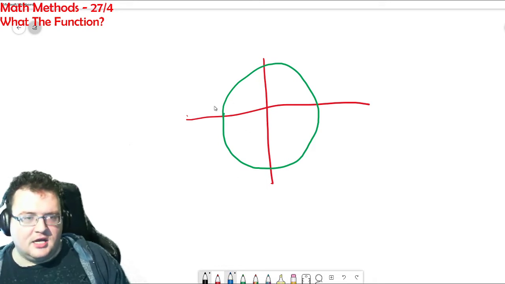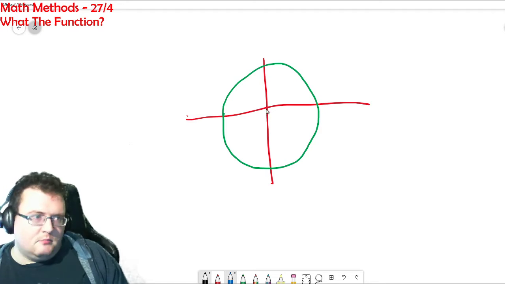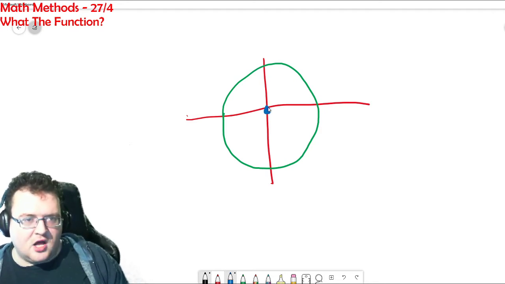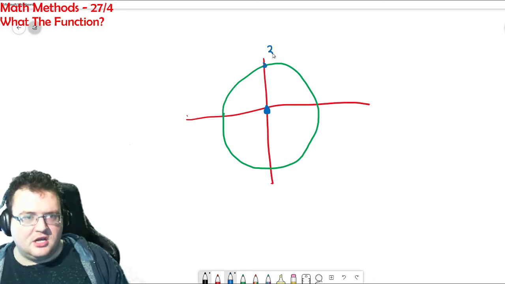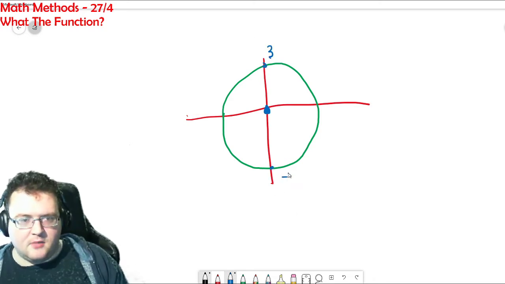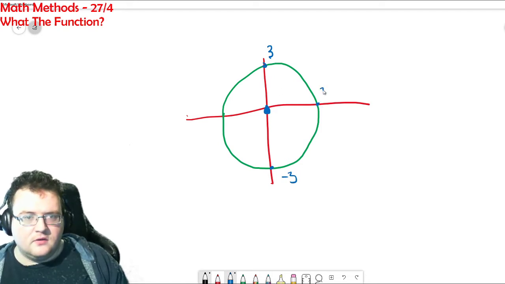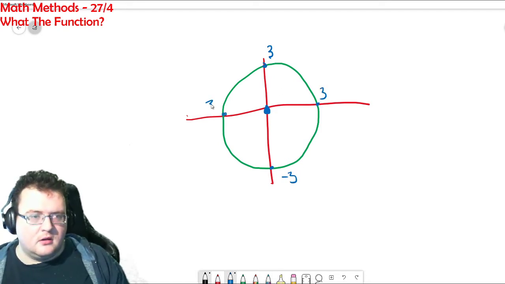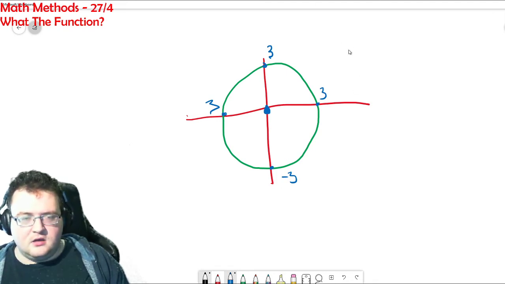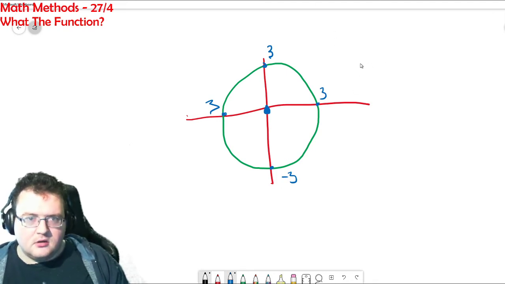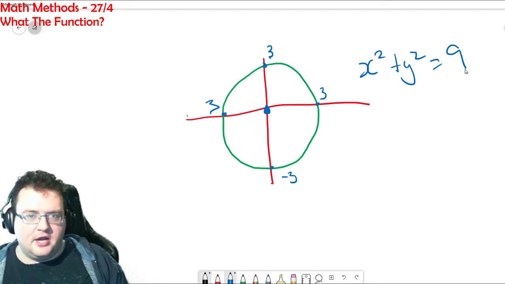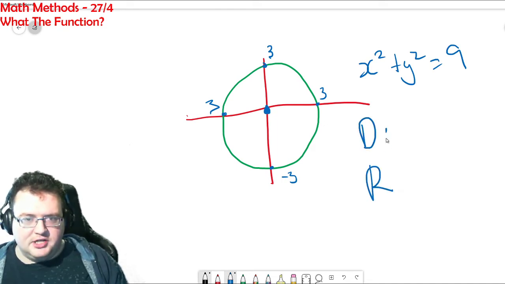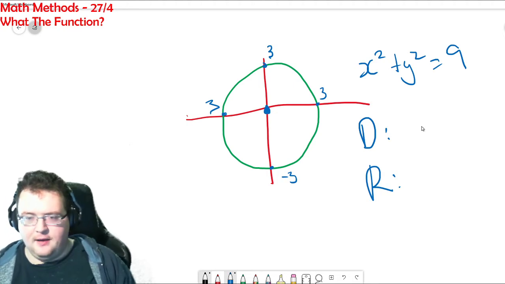So what we've got here is I've got a circle here, very poor circle, but it's still a circle because I says so. Center is at 0, 0. We go all the way up to here at 3, down here to minus 3, 3, and 3. The equation is x squared plus y squared equals 9. But what is my domain and my range? D and R.